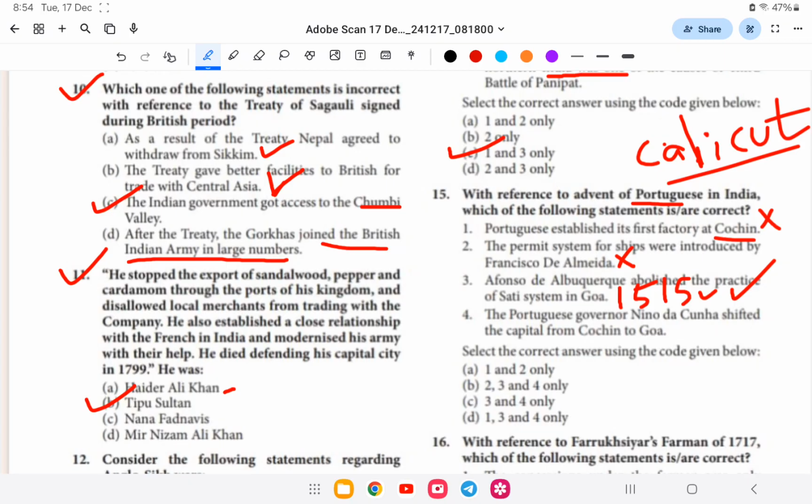Next, the Portuguese governor Nino da Cunha shifted the capital from Kochi to Goa. So 3 and 4 are correct, 1 and 2 are wrong. So the answer is 3 and 4. Option number C is the correct answer.